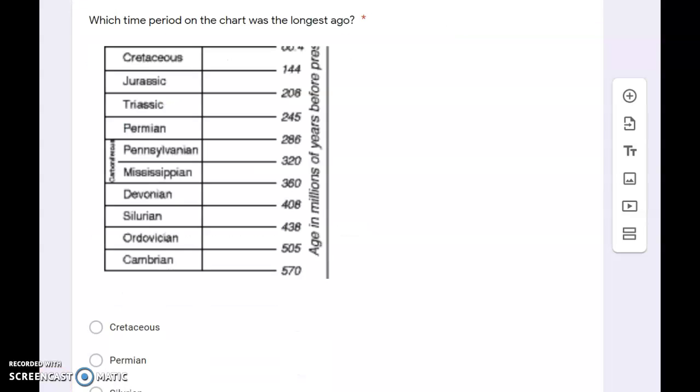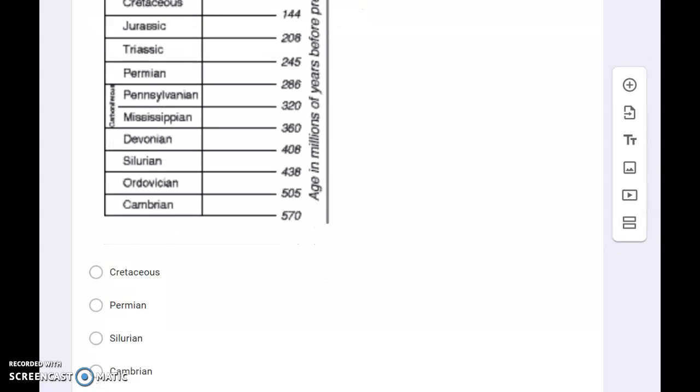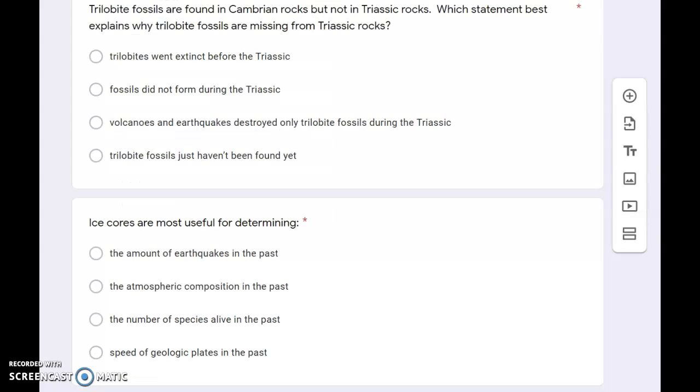Which time period on the chart was the longest ago? Cretaceous, Permian, Silurian, Cambrian. Trilobite fossils are found in Cambrian rocks but not Triassic rocks. Which statement best explains why trilobite fossils are missing from Triassic rocks? Trilobites went extinct before the Triassic.